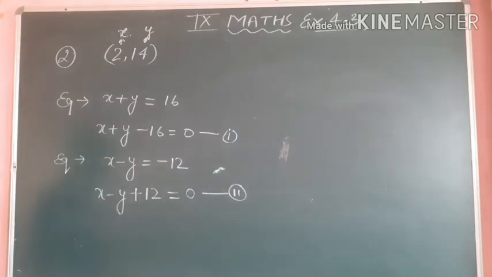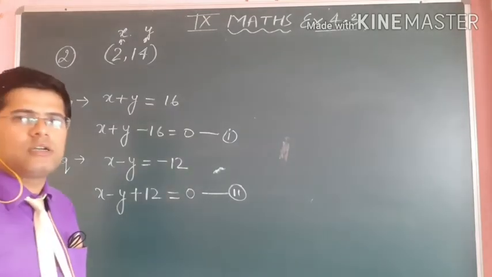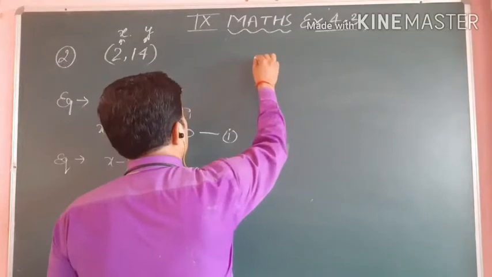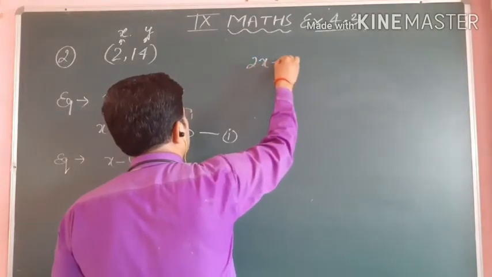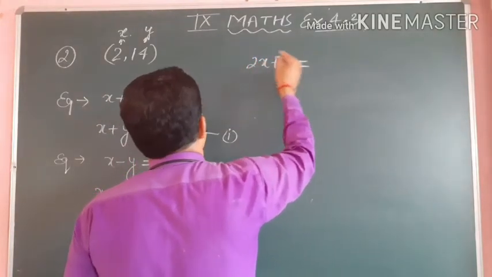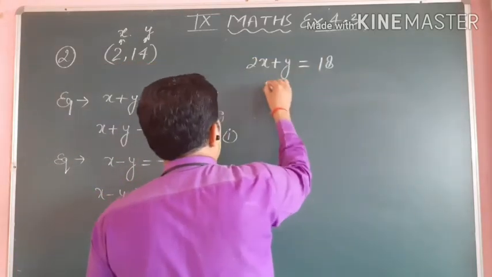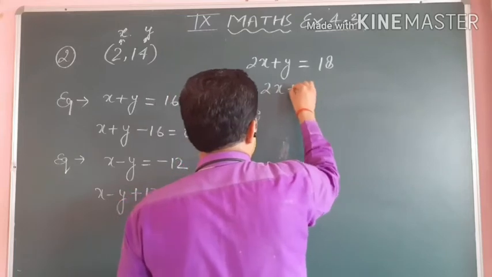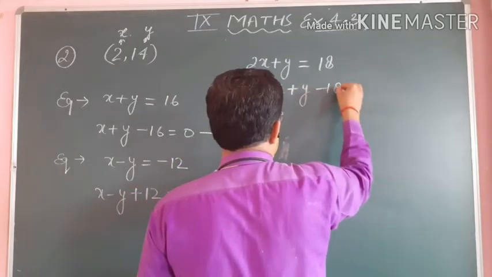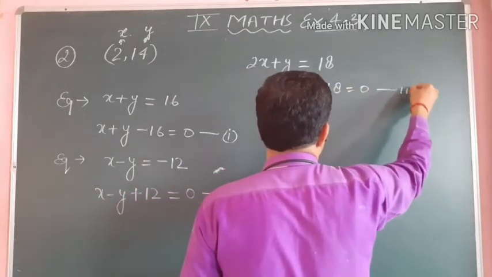How many equations are possible? As many as you want. Like if I want to write 2x plus y, then 2 times 2 is 4, and 4 plus 14 is 18. Transpose it to the other side: 2x plus y minus 18 equal to 0. That will be the third equation.